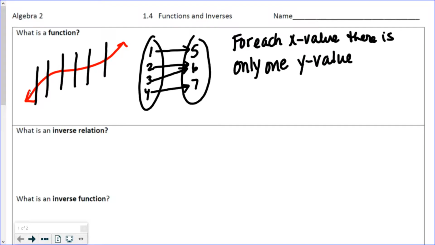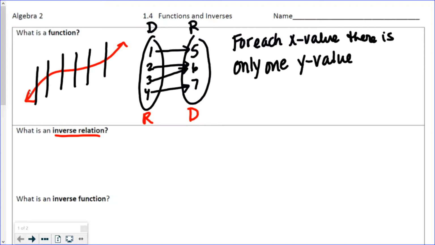All right, and then the inverse relation, this is when we take our domain. So remember, this is our domain, all of our x's, and our range. What the inverse does is it flips these guys. So for an inverse relation, everything that was in my range is going to be the new domain. And my old domain is going to be my new range. So everything from my domain is going to get mapped back to the range.